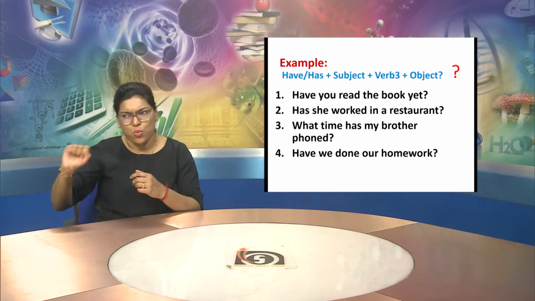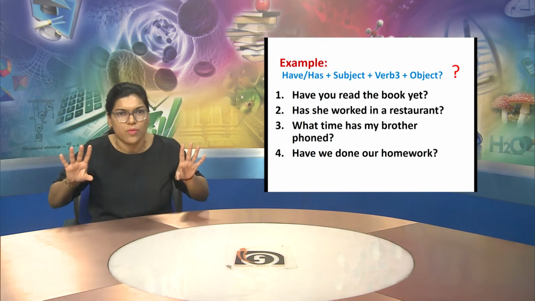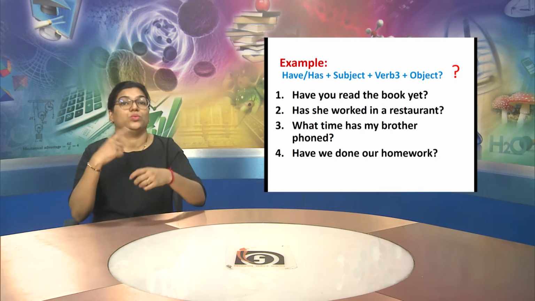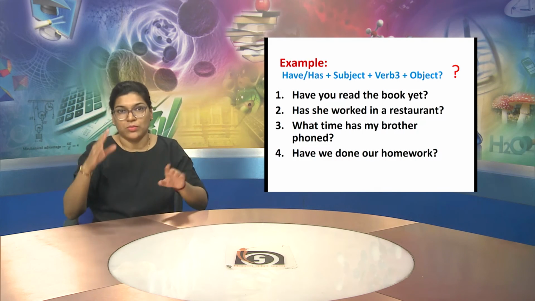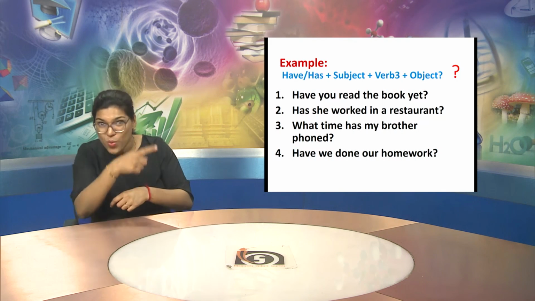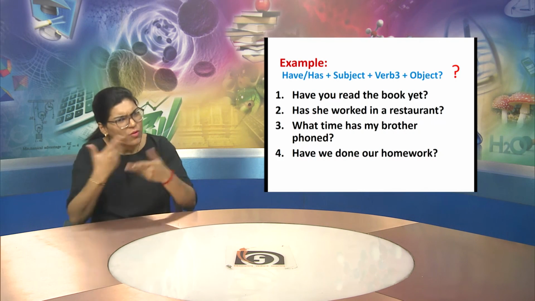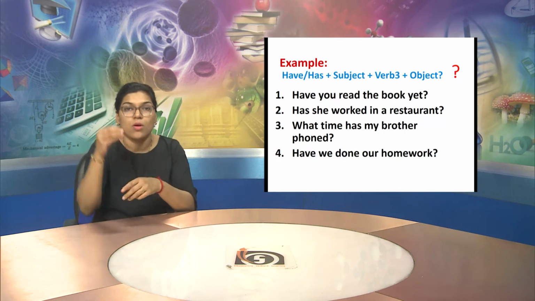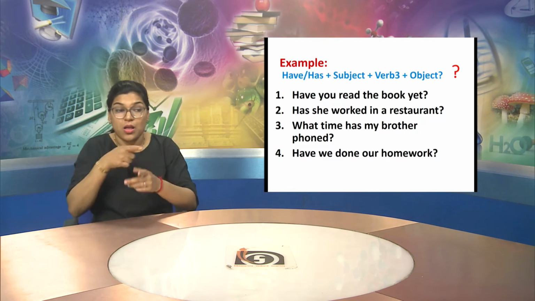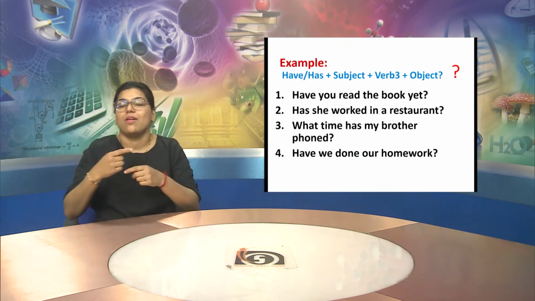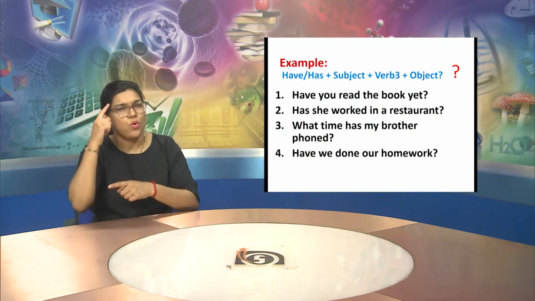In the fourth example, have we done our homework? So, all these four examples are interrogative sentences. So, positive, negative, and question statements. These statements are for the present perfect. So, the structure of the sentence is important. We need to remember and practice them.